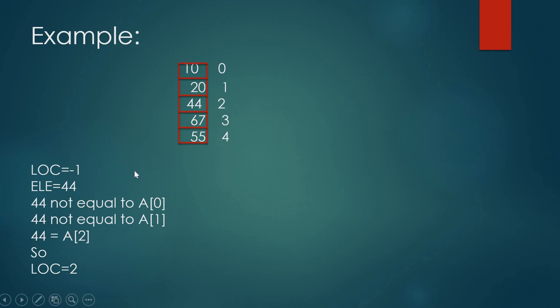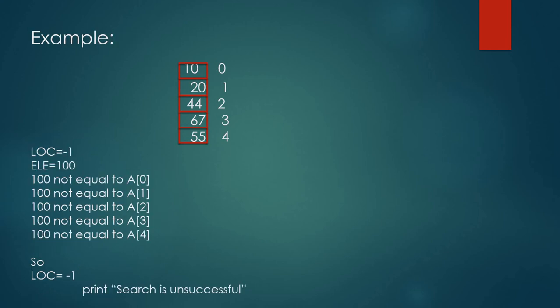Then suppose we need to search for one element, 100. What is the location of this 100? First we set the location to -1. Then see, 100 is not equal to A of 0, 100 is not equal to A of 1, 100 is not equal to 44, 100 is not equal to 67, 100 is not equal to A of 4. So here we are not getting the location of 100, and finally the location remains -1 itself.